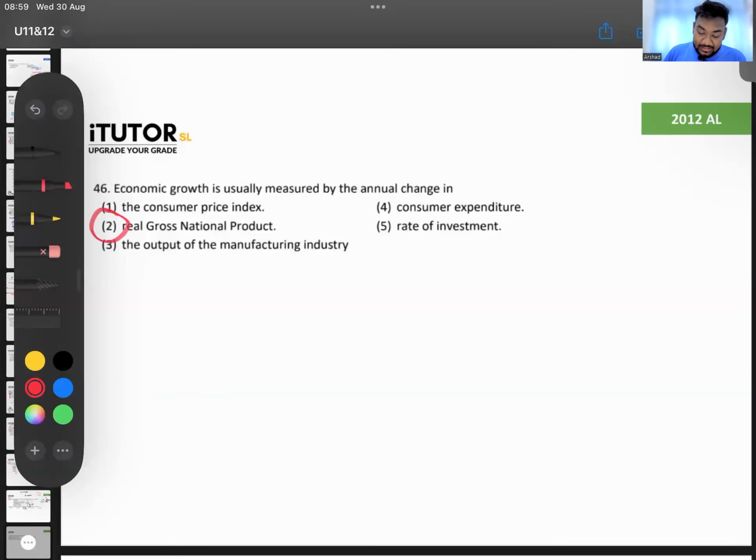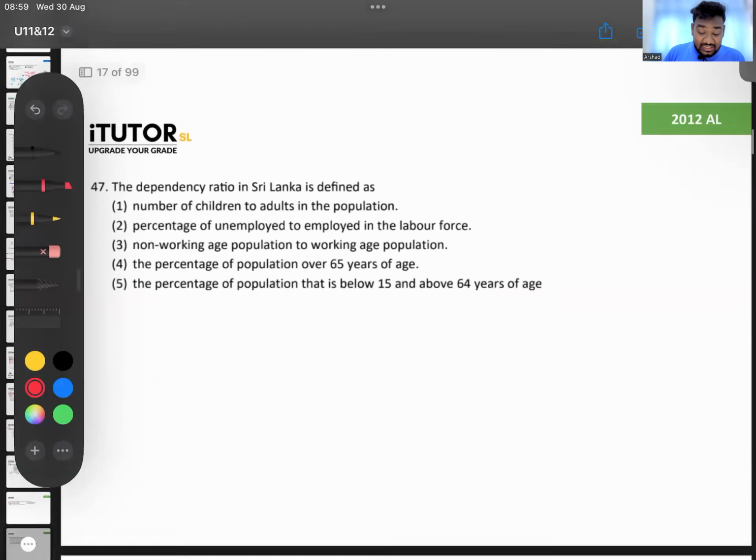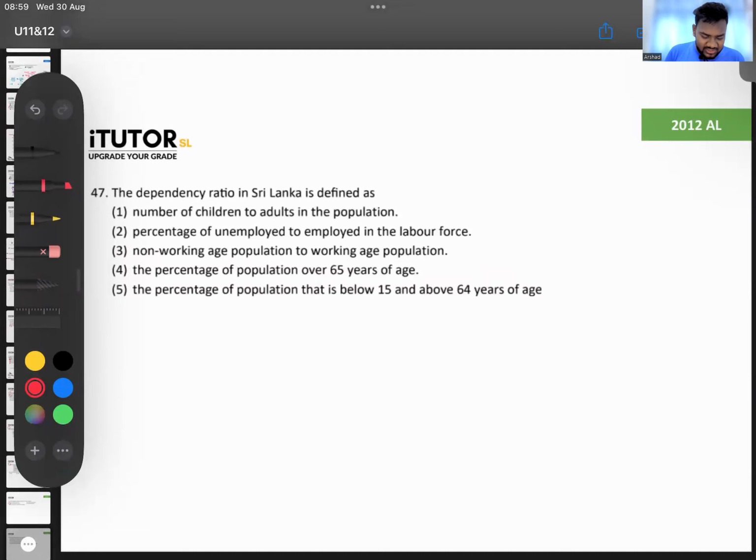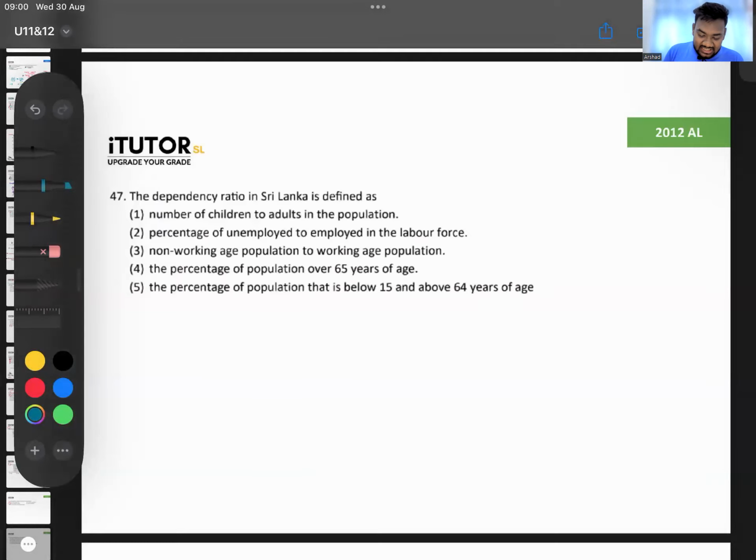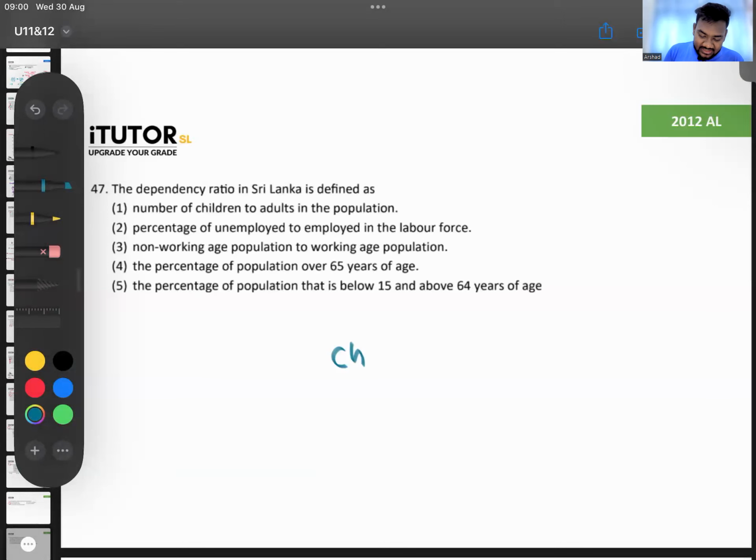Okay. Now, then 47. Dependency ratio. Who are dependents? Yes, dependents are the small fellows and the old fellows, right? So who are the small fellows? Small fellows are children, maybe your brothers and sisters. Now, you all are not dependents anymore, right? So children below the age of 15 and what? Plus the old people, right?